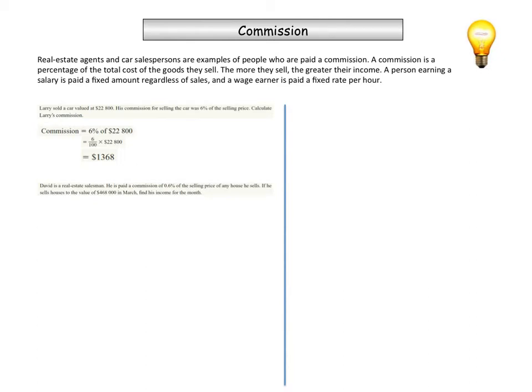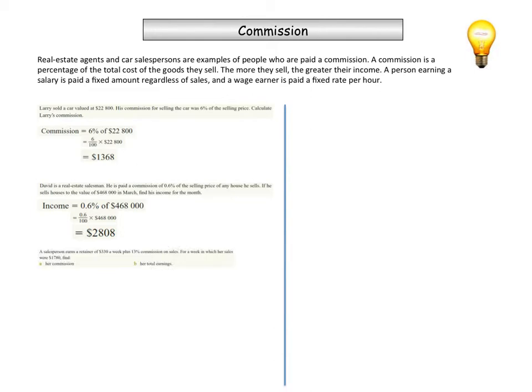Next one, David is a real estate salesman. He's paid a commission of 0.6% of the selling price of any house he sells. If he sells two houses to the value of $468,000 in March, find his income for the month. So we're going to do the exact same thing as we did for the last one. Find 0.6% of $468,000. Write the percentage as a decimal or a fraction, and we get $2,808.